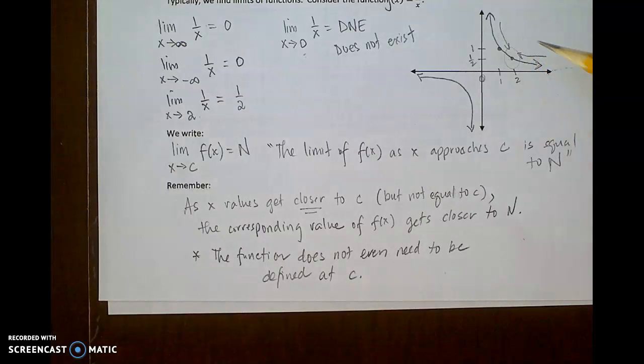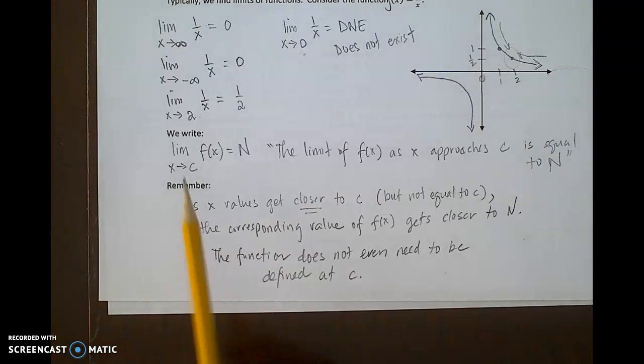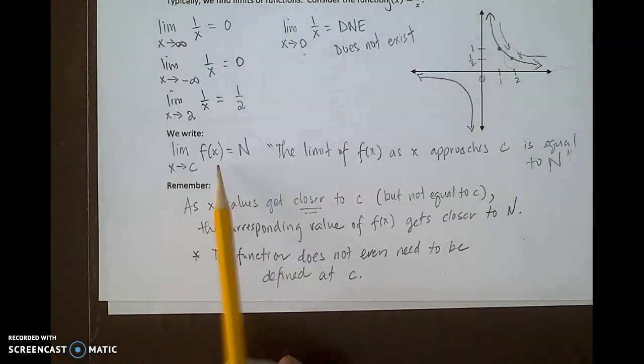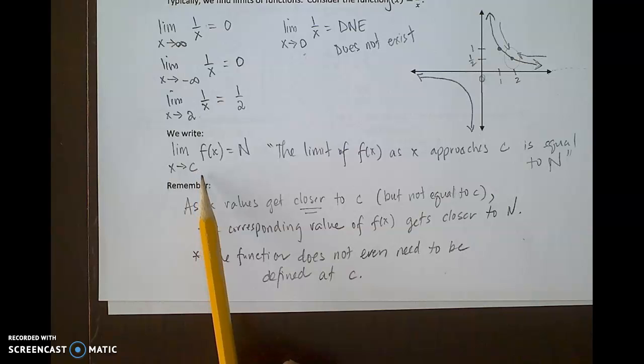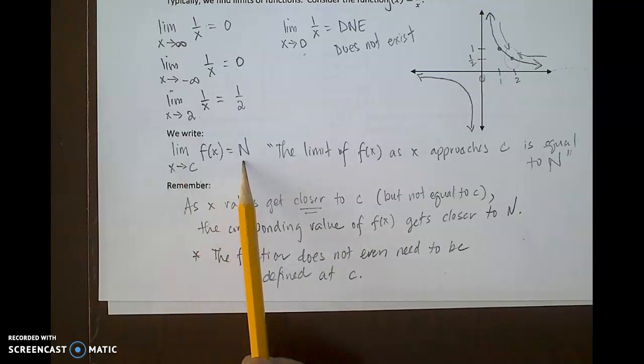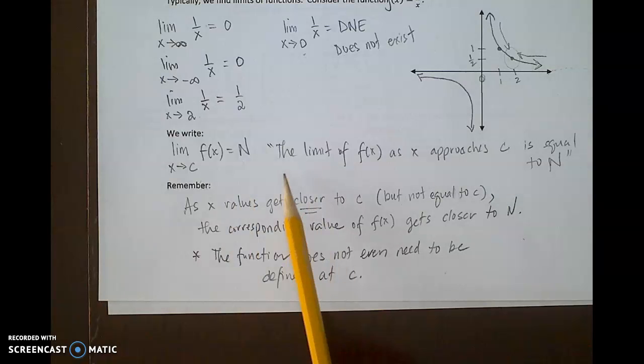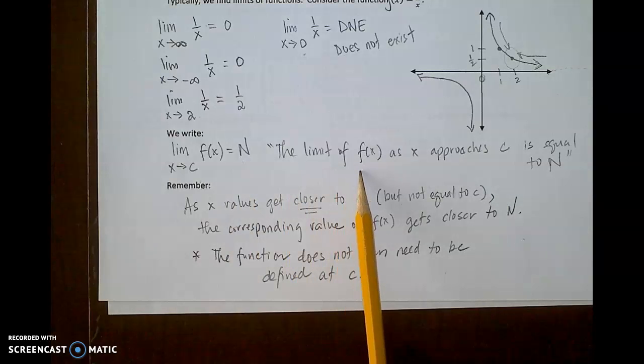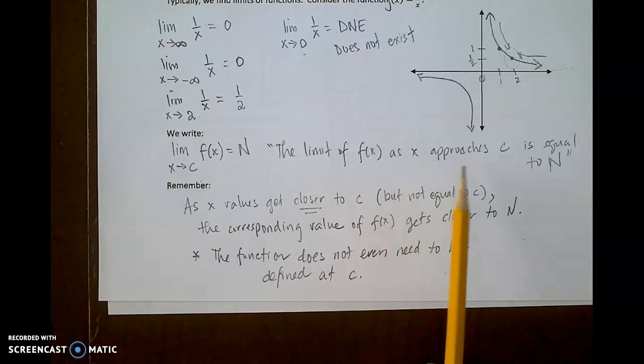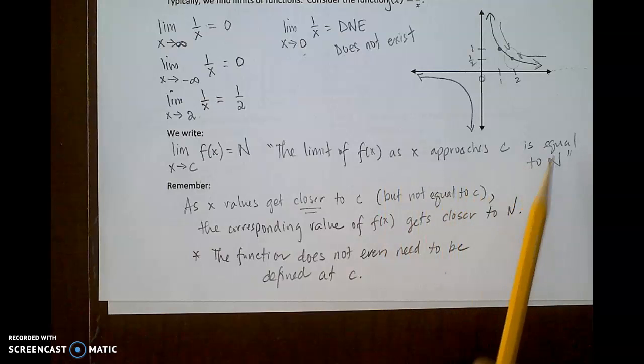Alright, this is video number 2 for the 14.1 lesson on limits. So to continue on with the notes, when we talk about finding the limit of a function as x approaches some value c, we denote that limit with this value n. So the way we read this is the limit of the function as x approaches c is equal to n.